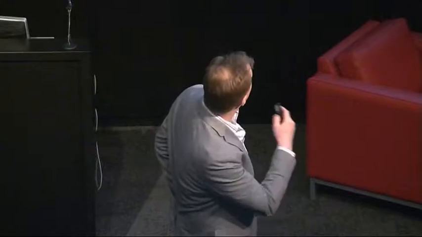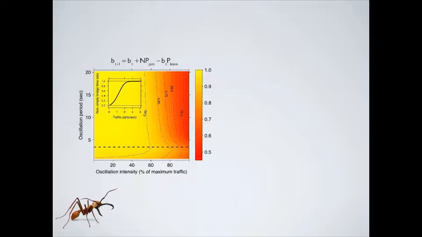So I'm going to explain quickly, because it's not necessarily easy to understand. Along this axis, you have the intensity of the oscillation. So when you have 100, it means the traffic goes from 0 to max. Sometimes it's 0, sometimes it's max. And the period here, you know what the period is. It's the distance between the peaks of the traffic.